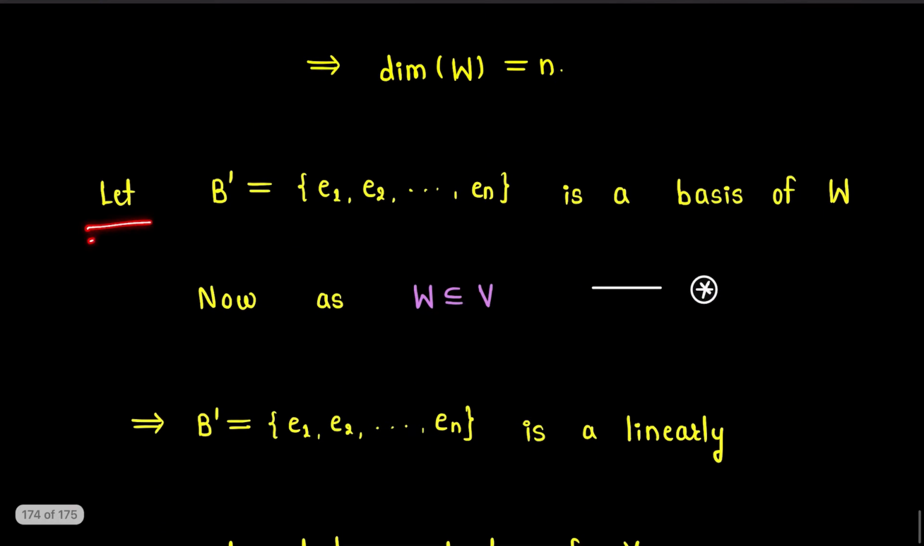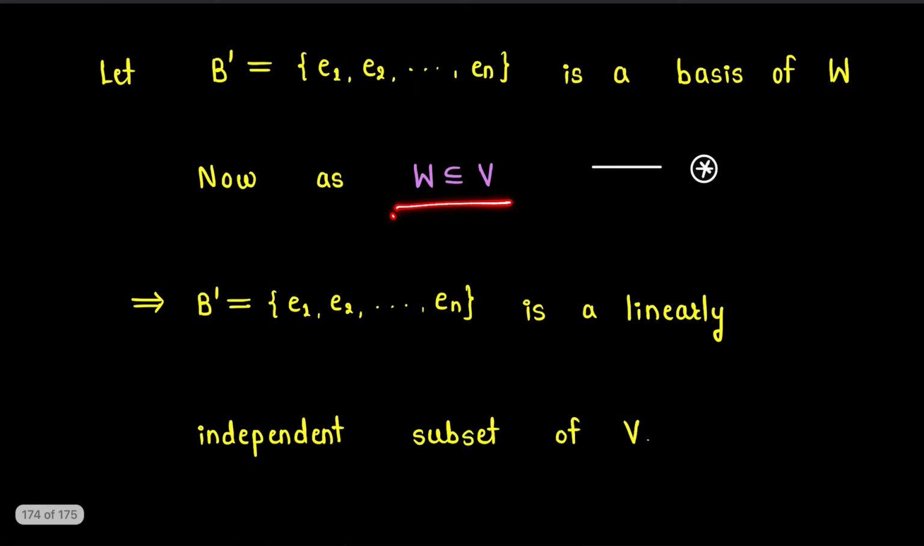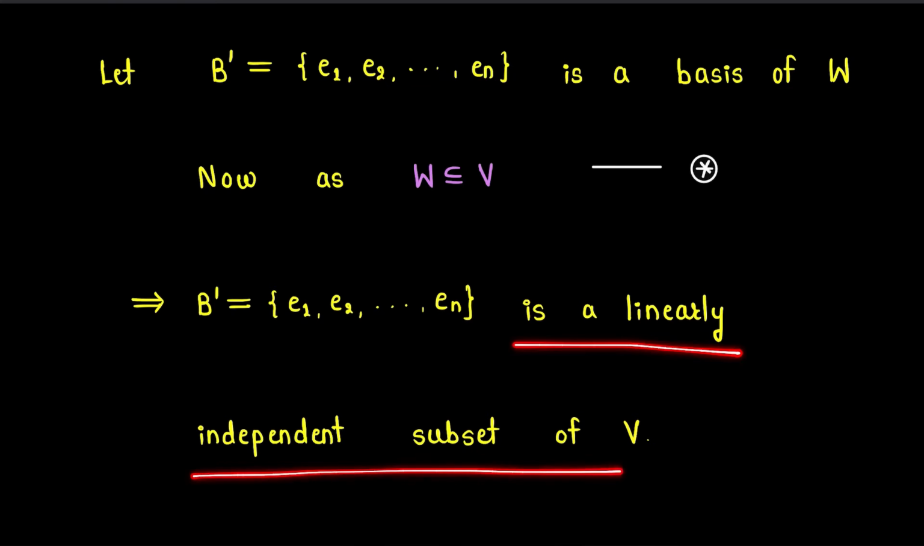Now let us consider set B dash containing these n number of vectors e1, e2 up to so on en is any arbitrary basis of subspace W. Now we know that W is a subspace of V, therefore W will be a subset of V. Call this as star. Now since W is a subset of V, all these vectors are also vectors in vector space V. Therefore, the set B dash containing vectors e1, e2 up to so on en, which is basis of W, will be a linearly independent subset of V.